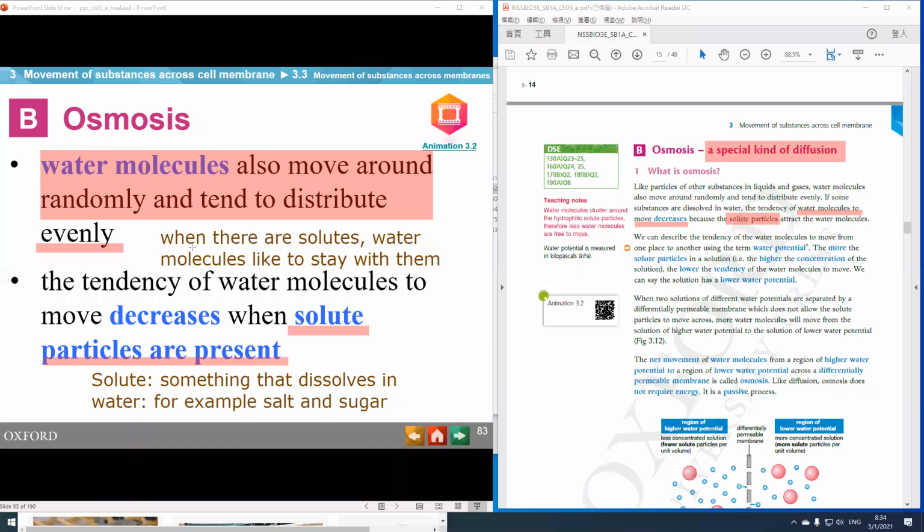This paragraph is too long. It's not easy to understand. So please give some footnotes. Make it easier to read. The tendency of water molecules to move decreases when solute particles are present. Water molecules do not want to go away when they can stay with solute particles. Okay.